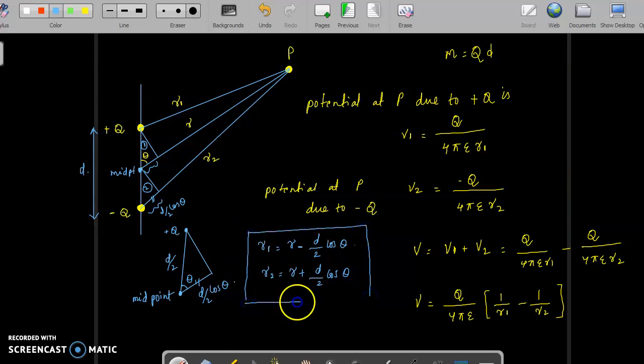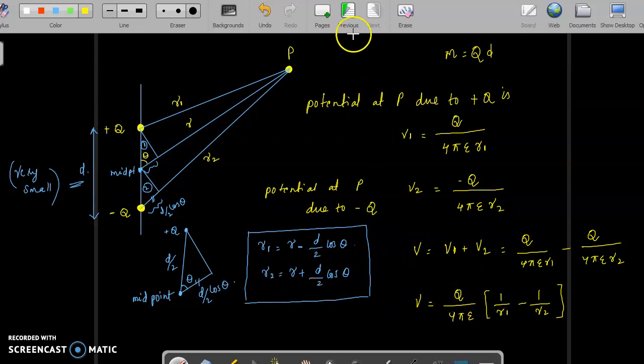So we are just approximating the relationship of r and r1, on the assumption that d is very small. So they are very close to each other. So r1 is approximately r and r2 is approximately r, though we can find the relationship using the angle theta. So here r1 equals r minus d by 2 cos theta, whereas r2 equals r plus d by 2 cos theta. So now we are going to substitute this value of r1 and r2 here.